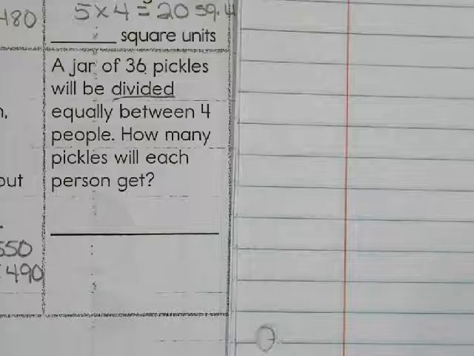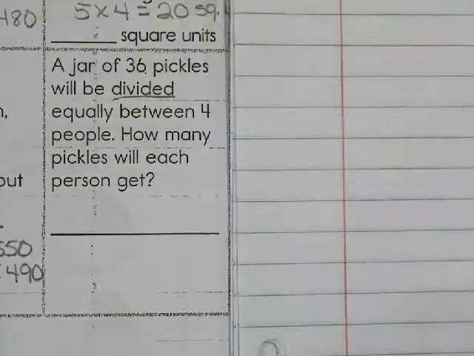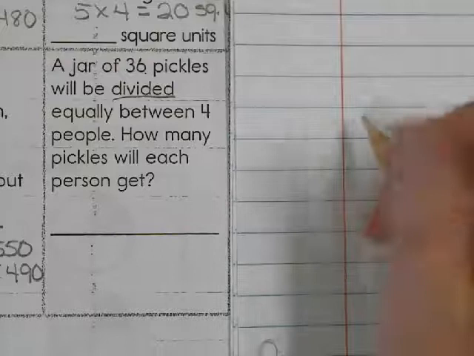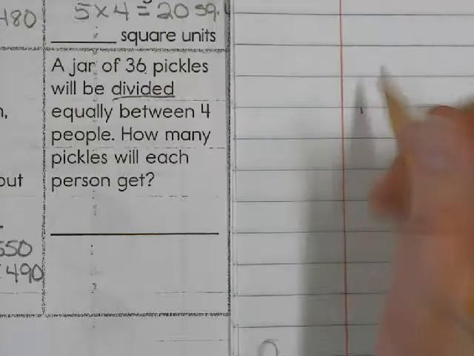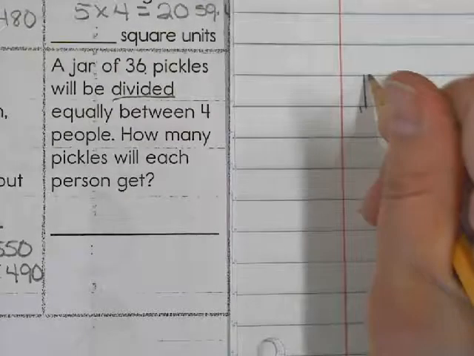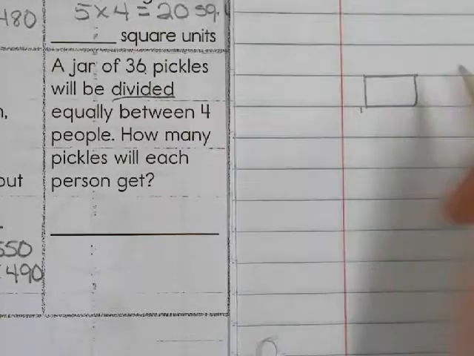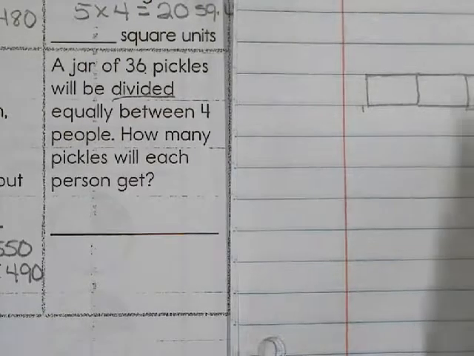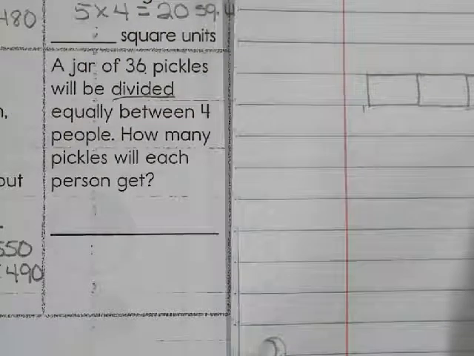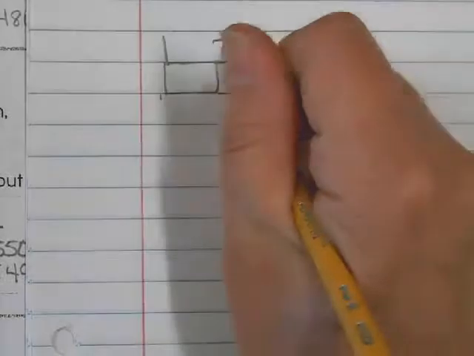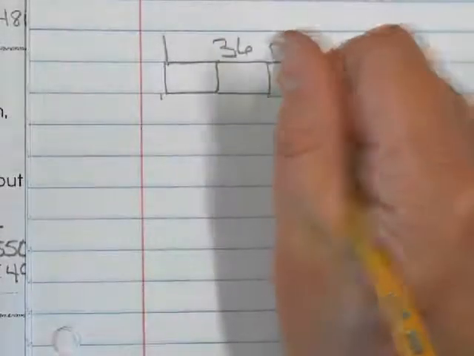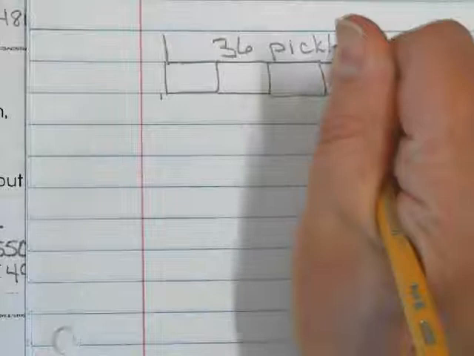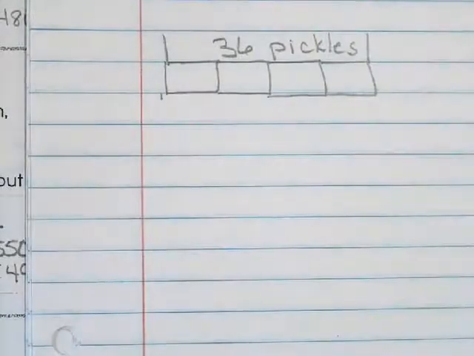So we're going to draw ourselves a model here. So our model is going to be 4 bars or 4 groups, and each one of those bars is a representation of the people. We're going to take the 36 pickles and we're going to share them equally between the 4 people.